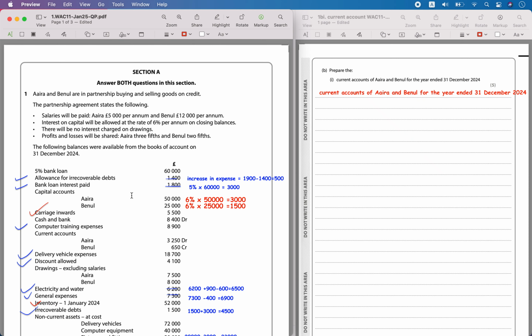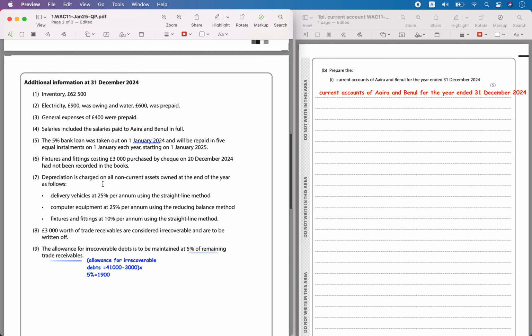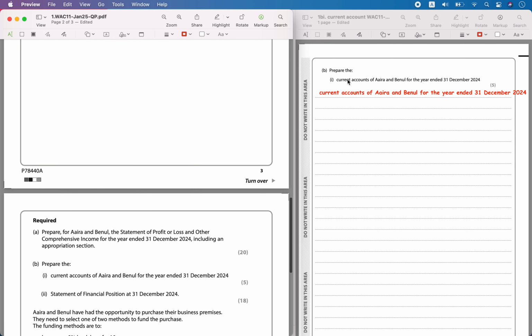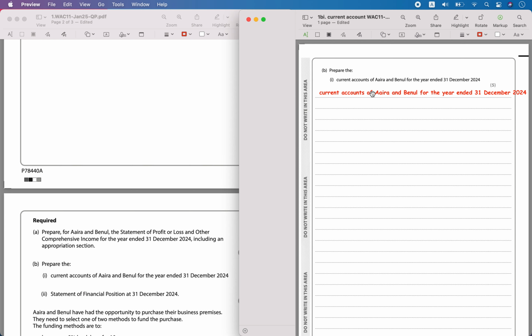Hello, today we are going to solve the Jan 2025 paper. Question number 1, part B. Prepare the current accounts of Aaria and Benul for the year ended 31st December 2024. So let's prepare the current account. First, let's prepare the current account of Aaria for the year ended 31st December 2024.